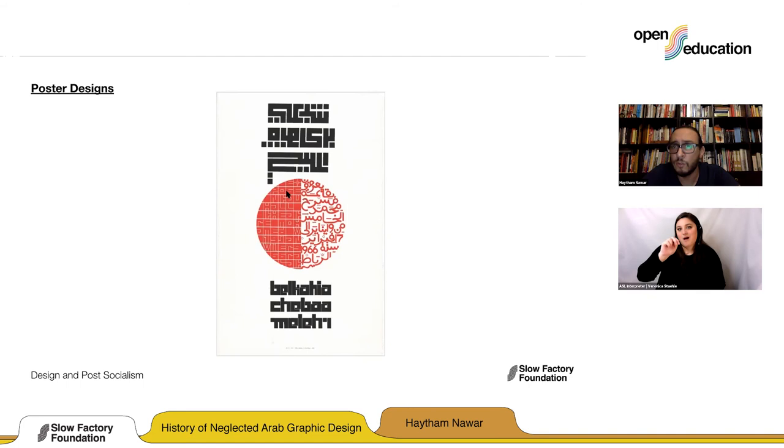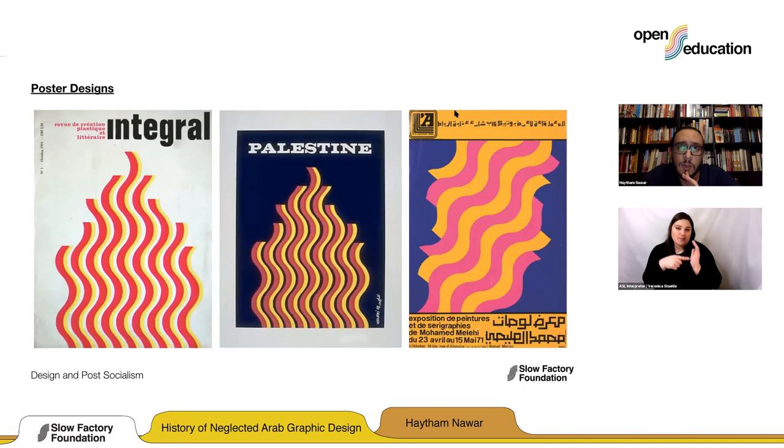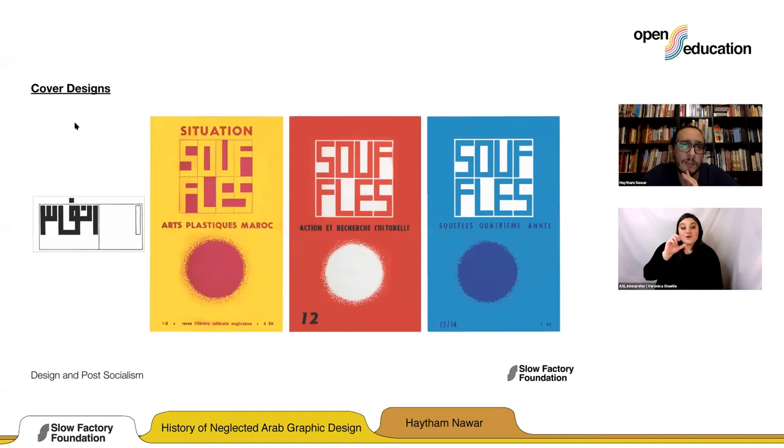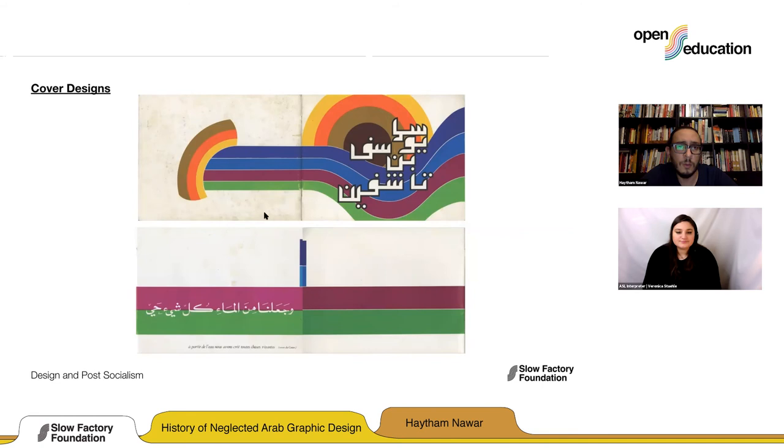That's a poster collected by the MoMA in New York for the work of Al-Milehi as a designer. And those are some of the magazine covers and posters he designed. Some logos designed by Al-Milehi as well, such as Ain, which means eye, a gallery for modern art, and some other commercial logos. Souflis, called Anfas, is a political magazine, again designed by Al-Milehi, who worked with Shabaha and Bilkahia on this magazine. Another catalog design by Al-Milehi.